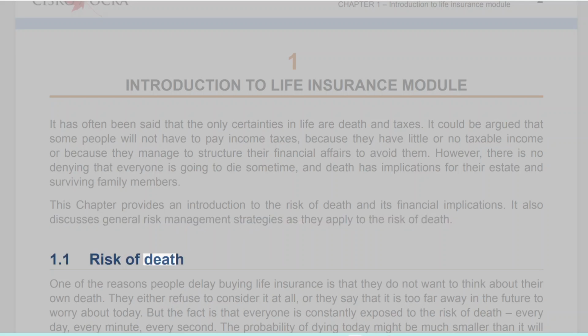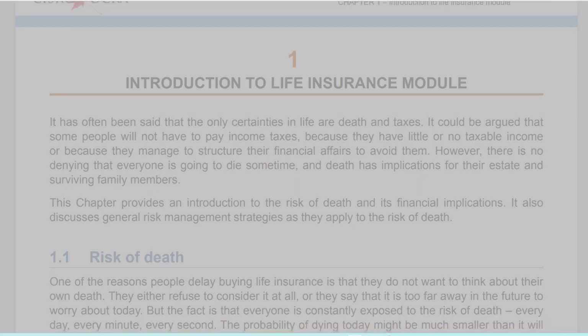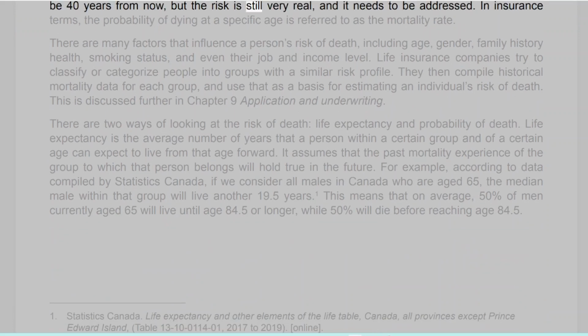1.1 Risk of Death. One of the reasons people delay buying life insurance is that they do not want to think about their own death. They either refuse to consider it at all, or they say that it is too far away in the future to worry about today. But the fact is that everyone is constantly exposed to the risk of death, every day, every minute, every second. The probability of dying today might be much smaller than it will be 40 years from now, but the risk is still very real, and it needs to be addressed.